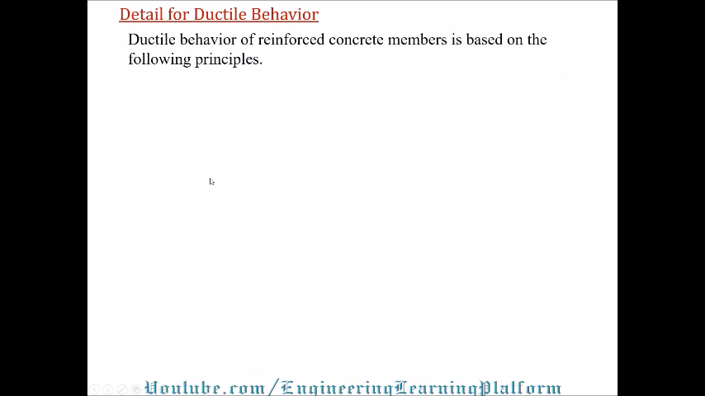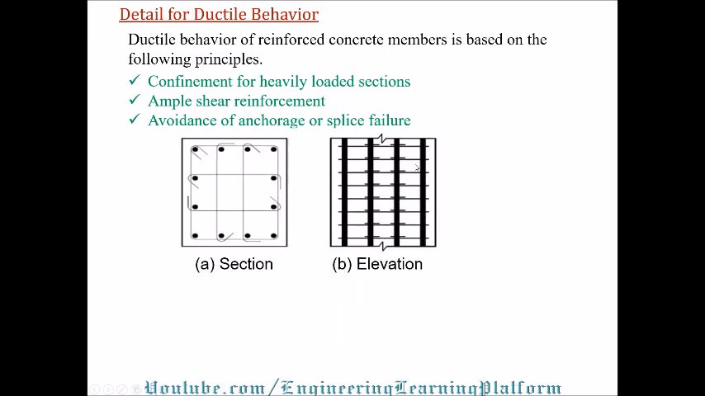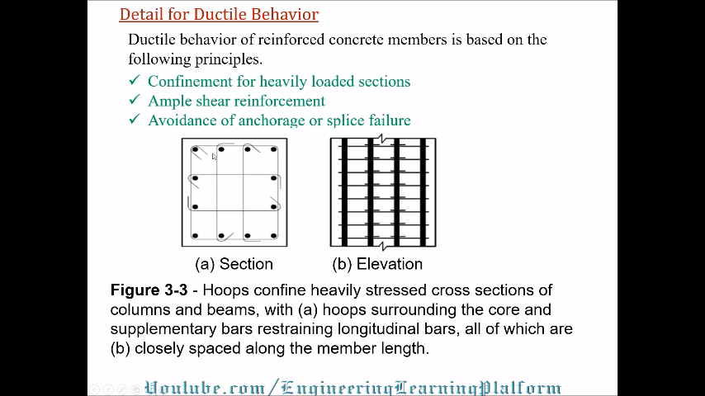Detail for ductile behavior. Ductile behavior of a reinforced concrete member is based on the following principles: confinement for heavily loaded sections, ample shear reinforcement, and avoidance of anchorage or splice failure. This is a section for a properly detailed column, and this is the elevation. This is referred to as hoops and this is referred to as ties. Hoops confine heavily stressed cross sections of the columns, with hoops surrounding the core and supplementary bars restraining longitudinal bars, all closely spaced along the member length.